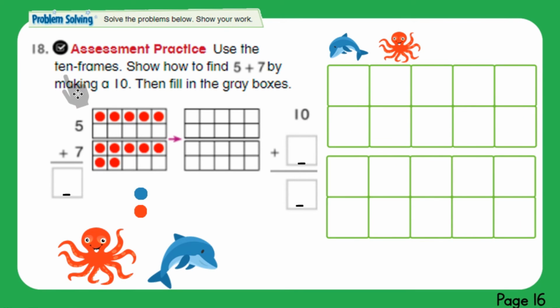Finally, we are here on the last word problem on page number 16. This is problem number 18. Let's start reading. Use the tens frame. Show how to find 5 plus 7 by making a 10.